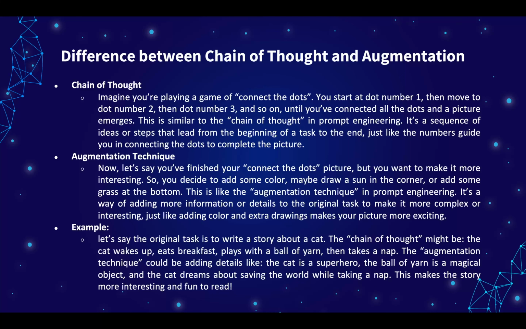Augmentation technique is, let's say you finished connecting the dots, now you've got the picture, but you want to make it more interesting, so you decide to add some more color, maybe draw a sun in the corner or add some grass at the bottom. This is like the augmentation technique in prompt engineering. It's a way of adding more information or details to the original task to make it more complex or interesting, just like adding color or extra drawing makes your picture more exciting, right? So you add more complexities, or complex algorithms, into that. You feed algorithms into the AI, and that's called the augmentation technique.